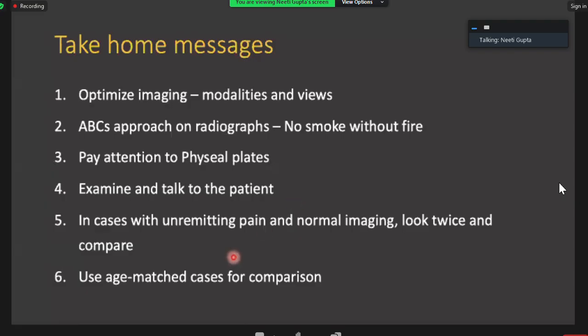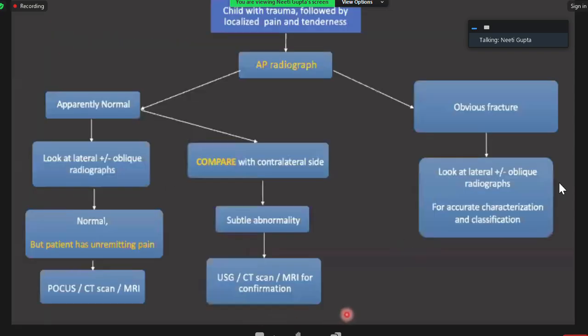Do not settle with a normal report. The thing I fear the most is giving any report as normal, because I have to look 10 times to see if I'm not missing out on anything. In cases with unremitting pain and normal imaging, look twice, compare with the contralateral side, compare with another child of the same age. You can always Google up radiographs of a child of the same age group, and that will help you come down to a diagnosis.